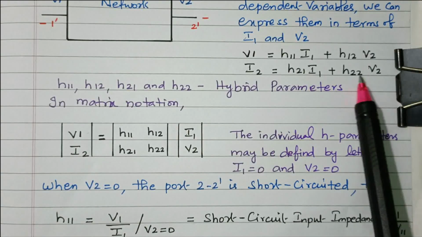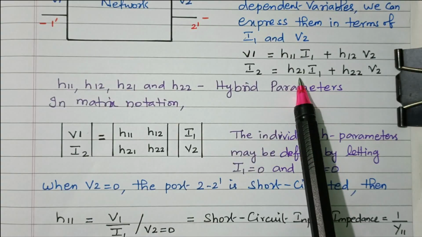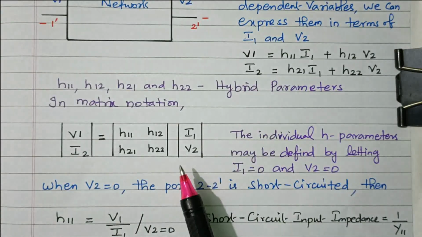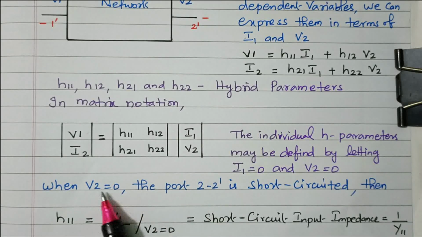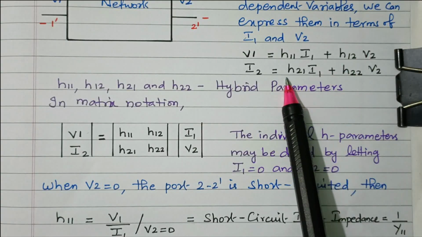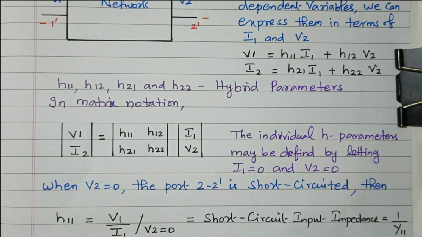Similarly, V2 equals 0, so this entire term is 0. We only have I2 equals H21 I1. So H21 is nothing but I2 divided by I1. So by making output port 2 dash short circuited, V2 equal to 0, these terms are 0. So from that we are able to find the H11 and H21 parameters. Now we'll see in detail.